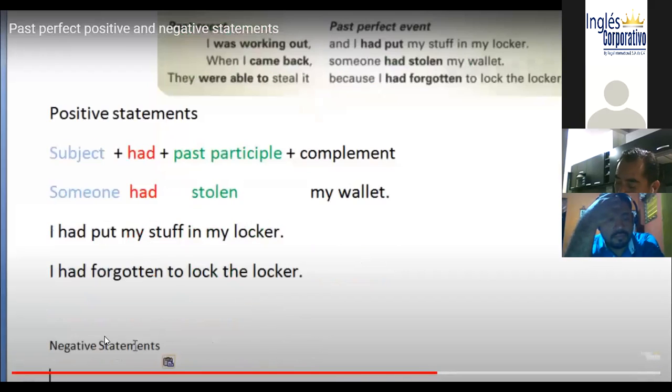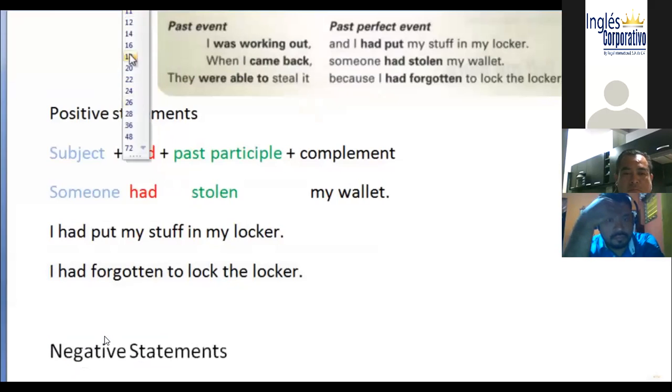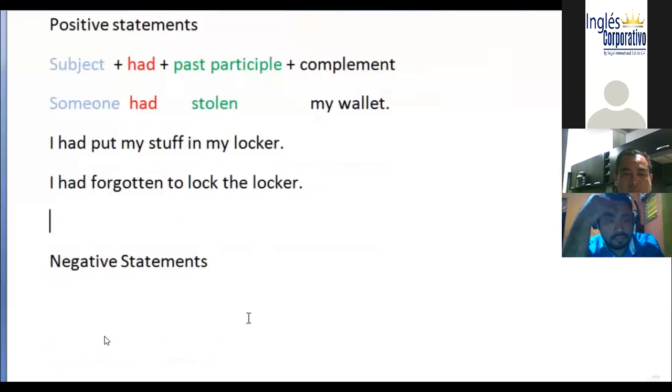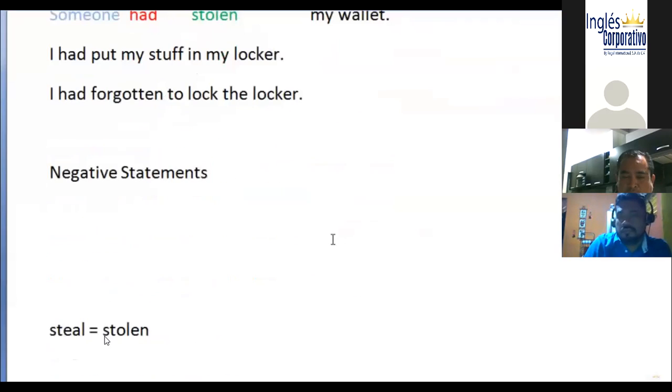Now quickly, what I want to explain is how to make negative statements in the past perfect. Let me go ahead and give a couple of examples here. There are no negative sentences in this little chart, so I'm going to make those, and I'm going to try to make sense of them. So let me first explain the structure of that.